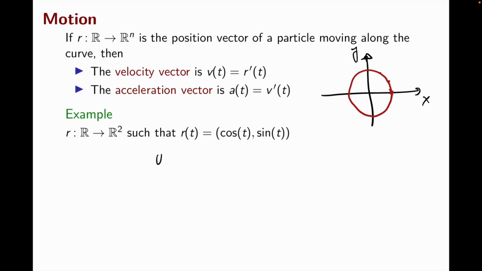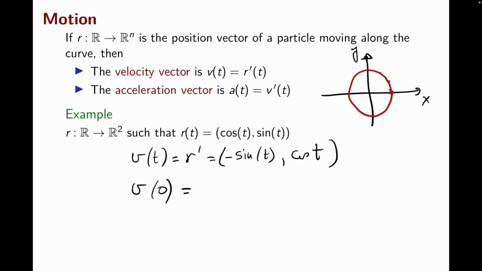So the velocity is going to be equal to the derivative of this function, where the derivative of cosine is minus sine, and the derivative of sine is cosine. So this is the velocity vector for each value of t, and we can evaluate this vector at different points. For instance, at the beginning, at 0, what vector is this? Well, it will be minus sine of 0, which is 0, and cosine of 0, which is 1. So the vector is (0, 1).